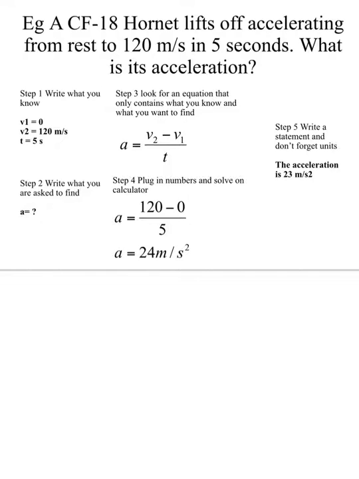Step 3, look for an equation that only contains what you know and what you want to find. So I write down the equation that has A, V1, V2, and T. Plug the numbers in. Be careful that V2 is 120, V1 is 0, T is 5, divide through, I get an answer. I write my statement. The acceleration is 23 meters per second squared. All right, you'll notice I did actually make a little mistake there. It's 24. That's why I say when you're done, slow down, be careful.